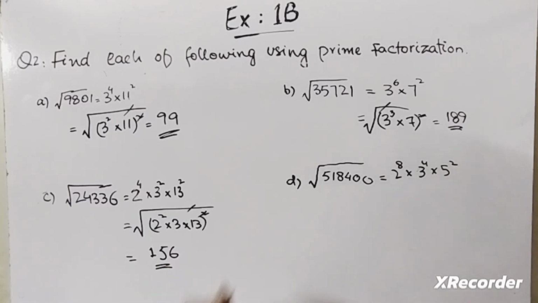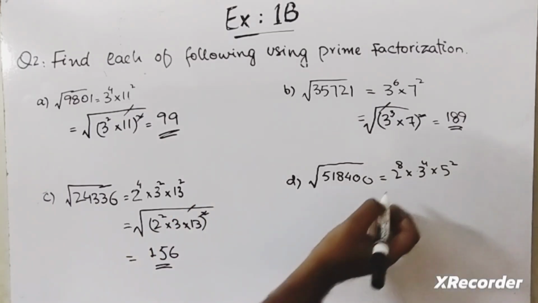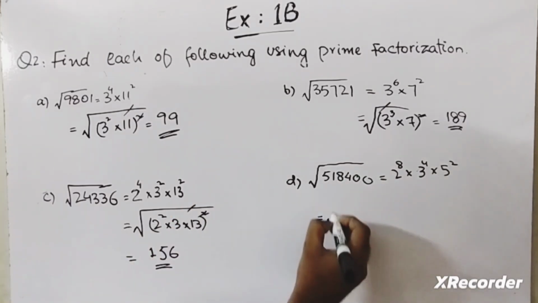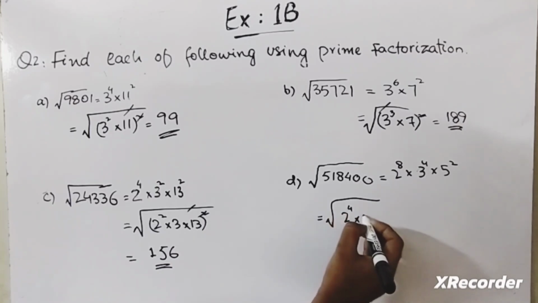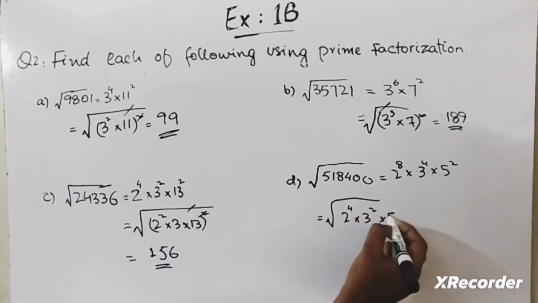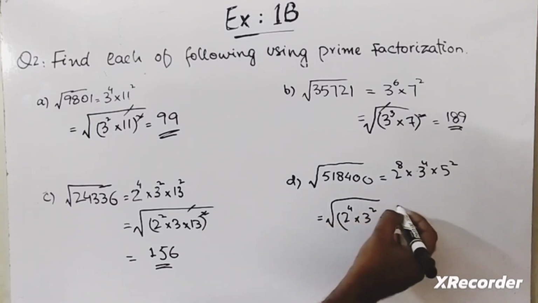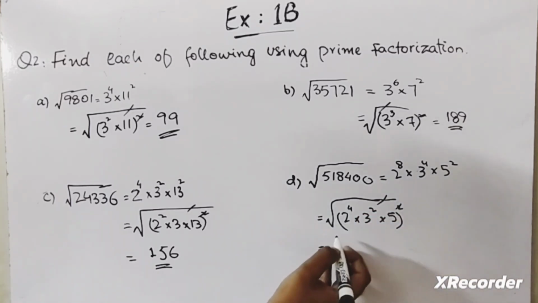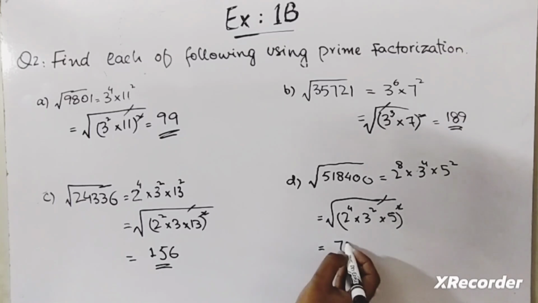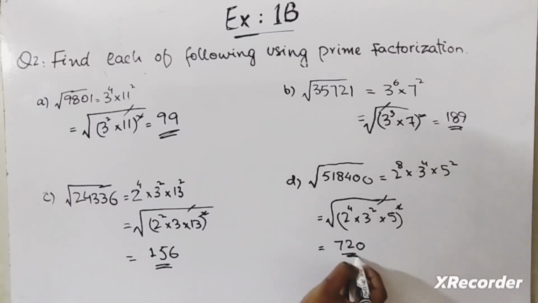Part D, square root of 518400. The factors are 2 power 8, 3 power 4 and 5 square, so we put a square root sign there. We can write it 2 power 4, 3 square and 5, put a bracket and put a square on it, so we can cut out the square with the square and the answer will be 720.